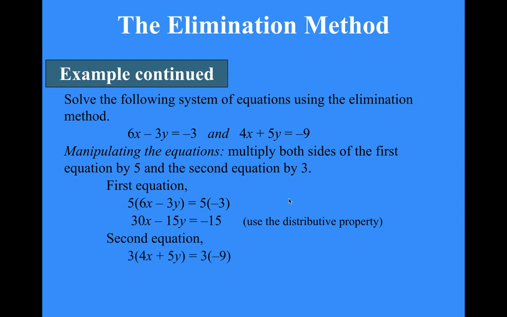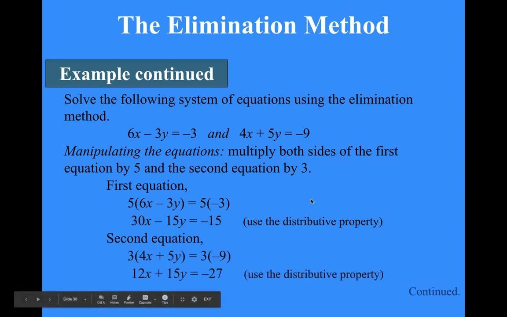Now the second equation, distribute a 3. 3 times 4x gives me 12x. 3 times 5y gives me 15y. 3 times negative 9 gives me negative 27. I have a positive 15 and a negative 15. So when I add these two together, I'm going to eliminate my y's. So let's do that on the next slide.